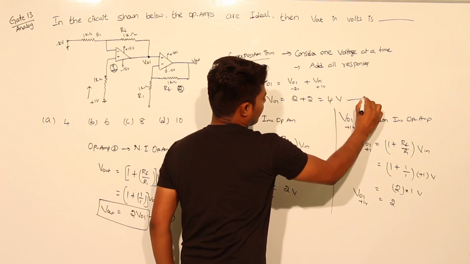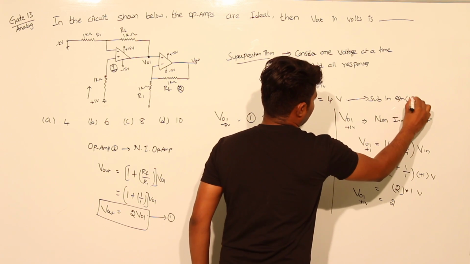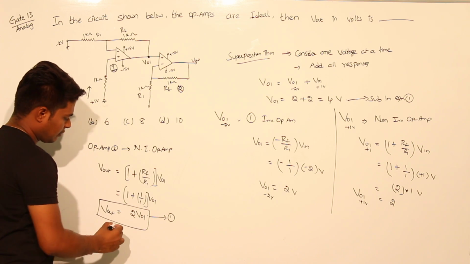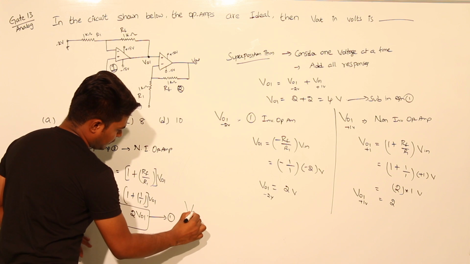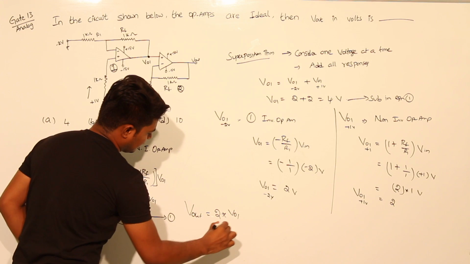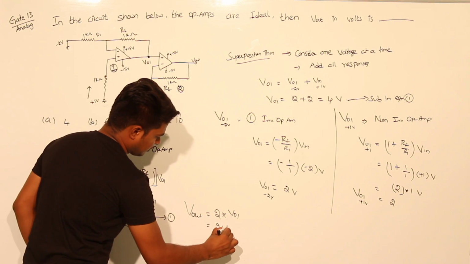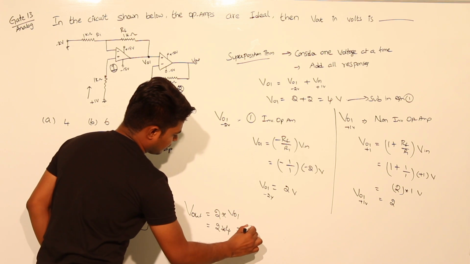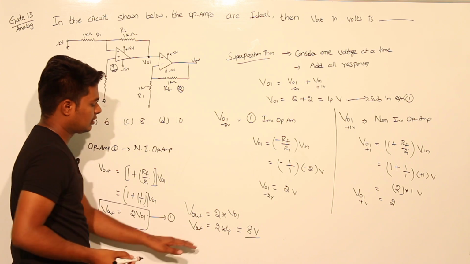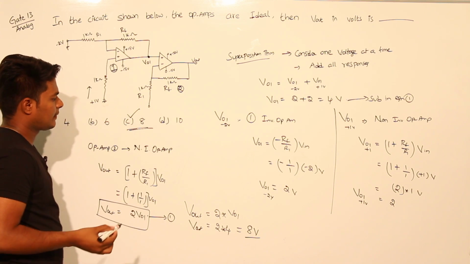Substitute this in equation 1. You substitute that value. Vout equals 2 times VO1, which is 2 times 4, that is 8 volts. So finally we have got Vout as 8 volts. So in the options, option C is the correct answer.